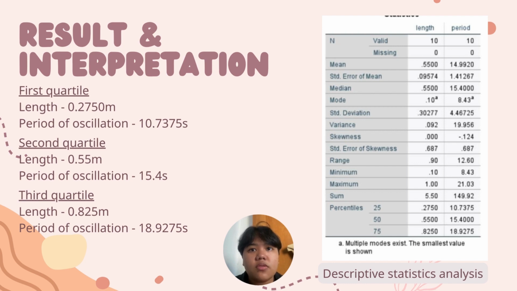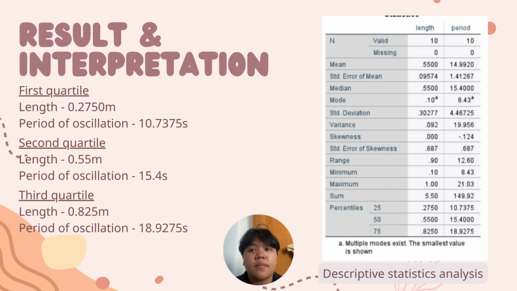The value is the middle number between the minimum and median. The second quartile is the 50th percentile, meaning that 50% of the data falls below the second quartile. It has the value of 0.55 meter for length and 15.4 seconds for period of oscillation, which has the same values as the median.